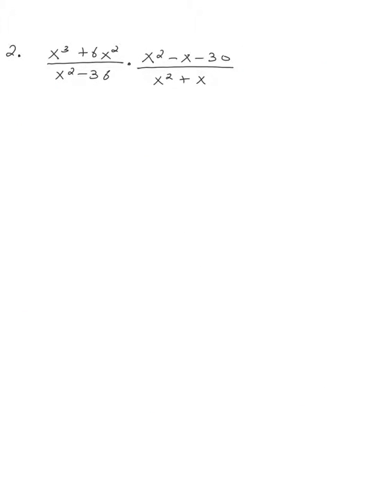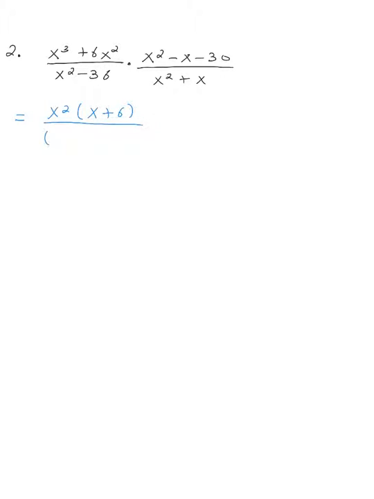To multiply these two rational expressions together, I'm going to start by factoring each term. In the numerator on the leftmost fraction, I can factor out an x squared, and what's left over is x plus 6. That's nice. I actually completely factored this. There's nothing left to do.